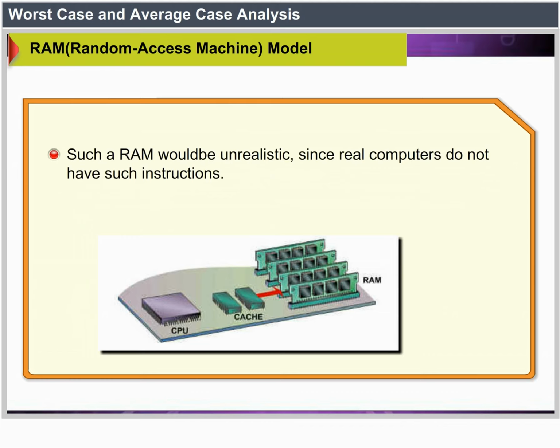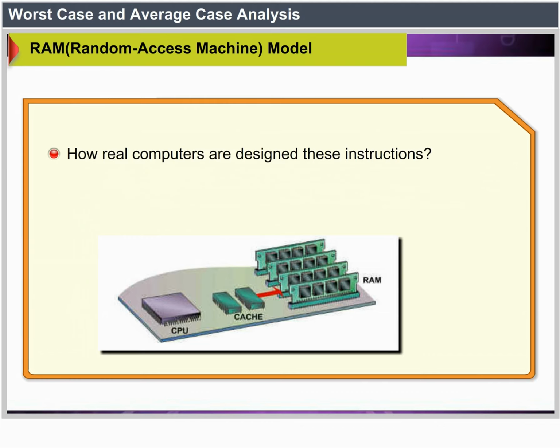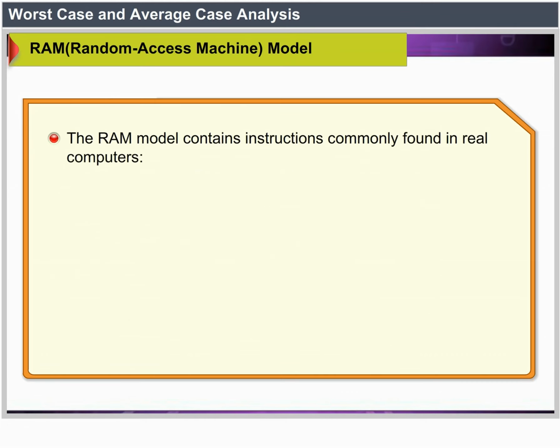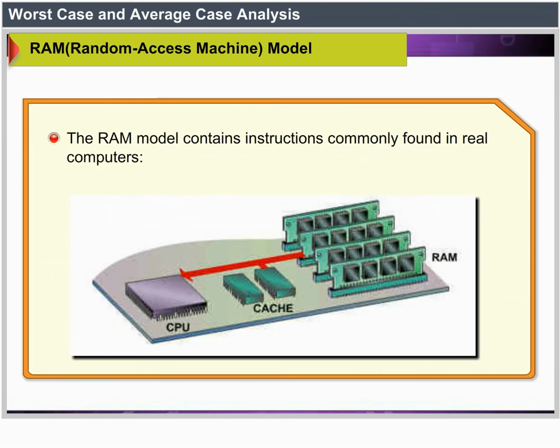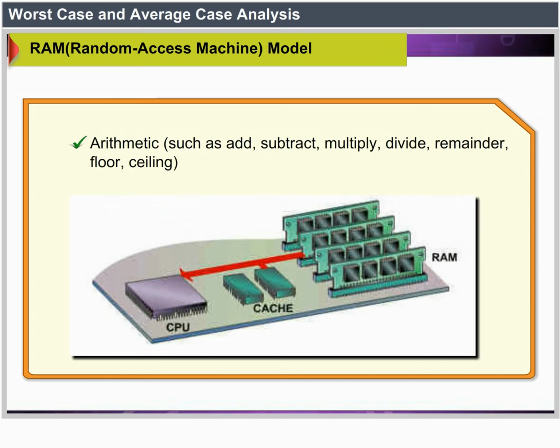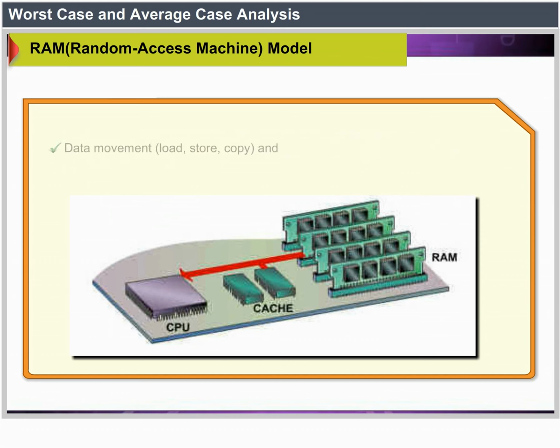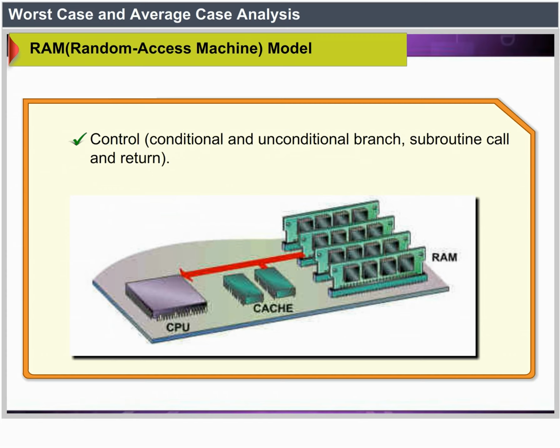Such a RAM would be unrealistic, since real computers do not have such instructions. So how are the instructions designed? The RAM model contains instructions commonly found in real computers. Arithmetic: add, subtract, multiply, divide, remainder, floor, ceiling. Data movement: load, store, copy. And control: conditional and unconditional branch, subroutine call, and return. Each such instruction takes a constant amount of time.